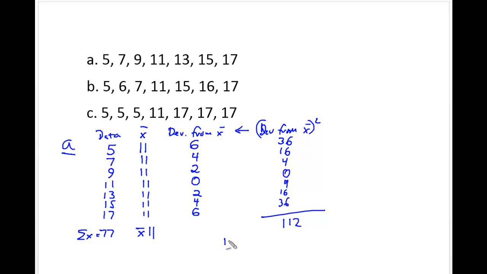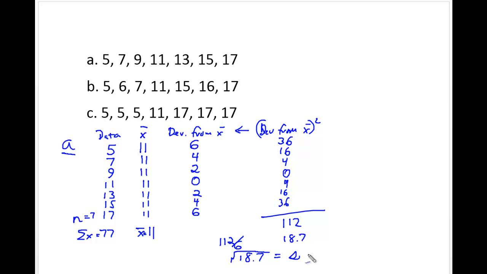What I will then do is take that 112 and divide by n minus 1. My number of numbers was 7, so my n minus 1 is going to be 6. So 112 divided by 6 is 18.6 repeating, or 18.7. Now I'm going to take this answer, this 18.7, and take the square root of it, and that will give me my standard deviation.